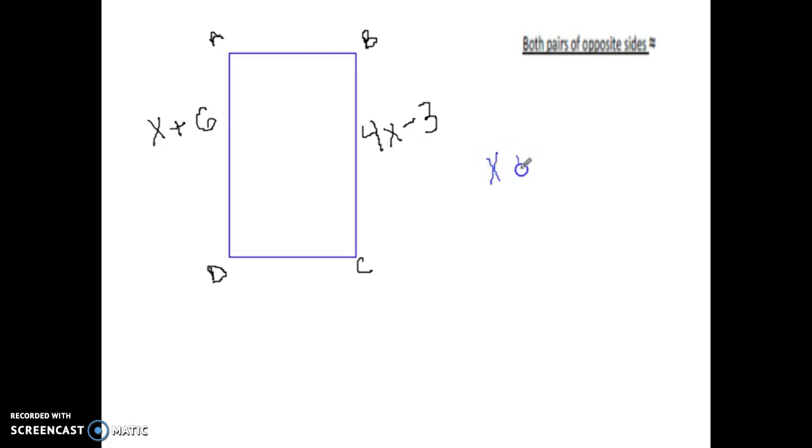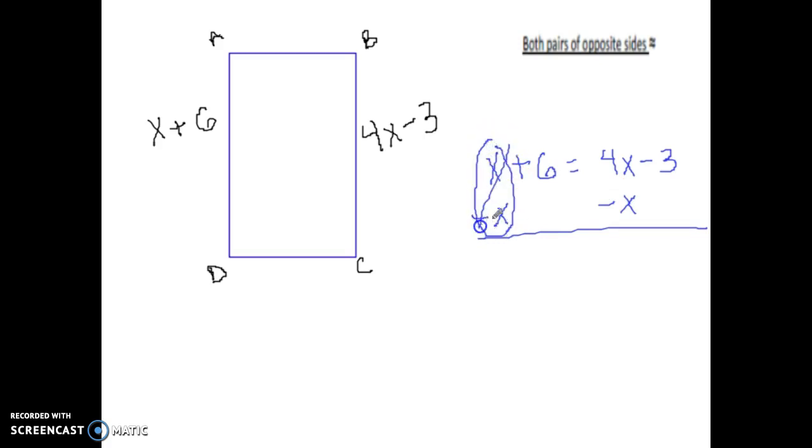So we can say that x plus 6 is equal to 4x minus 3. And then you're simply solving for x like you would any other problem. So we want all our x's on one side and our constants on another side. It doesn't really matter which side you go. I always look at the larger x value. And so I'm going to subtract x from both sides to get rid of this x right here. So that equals 0, right?